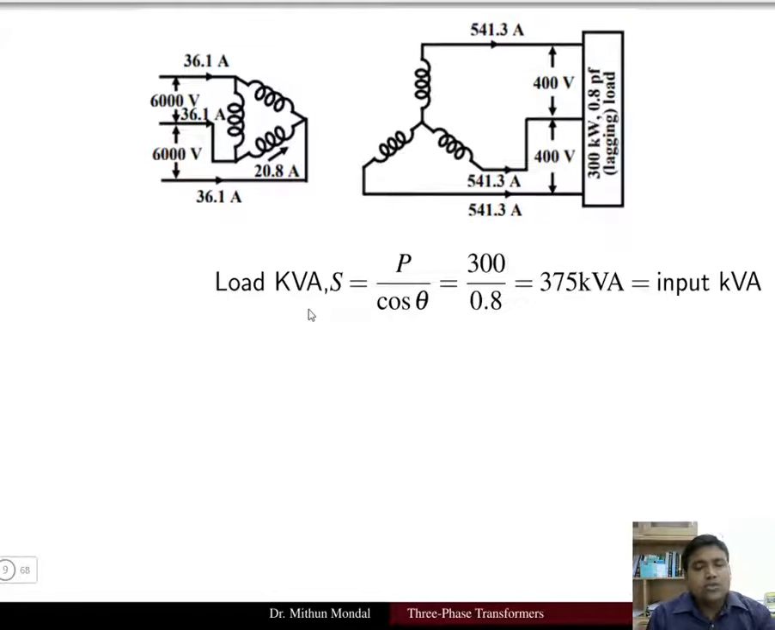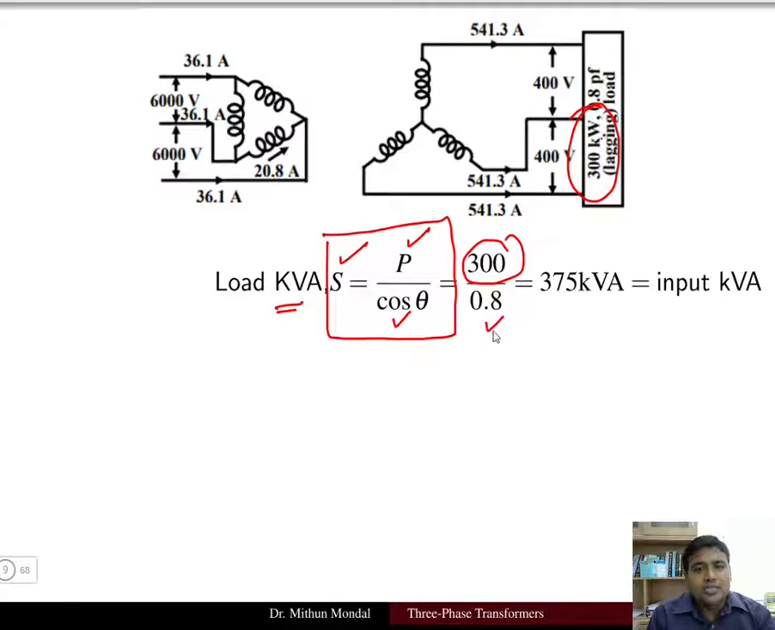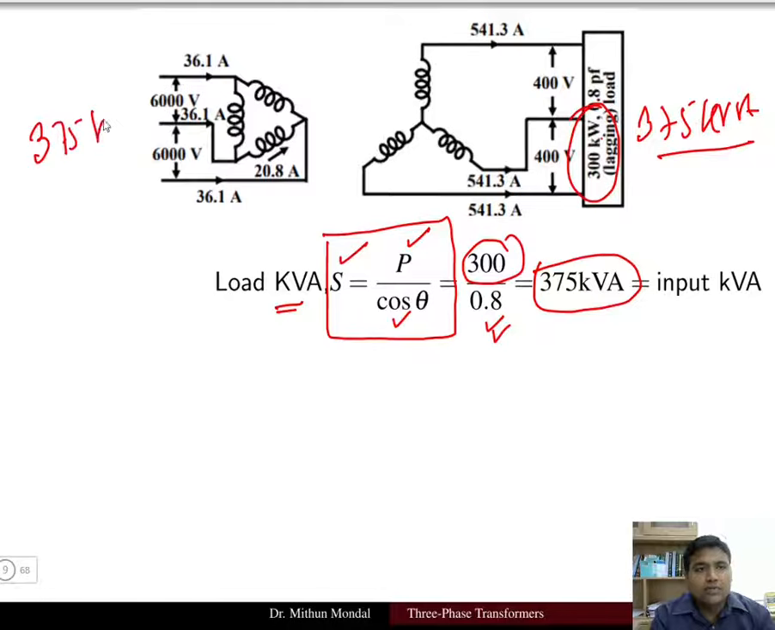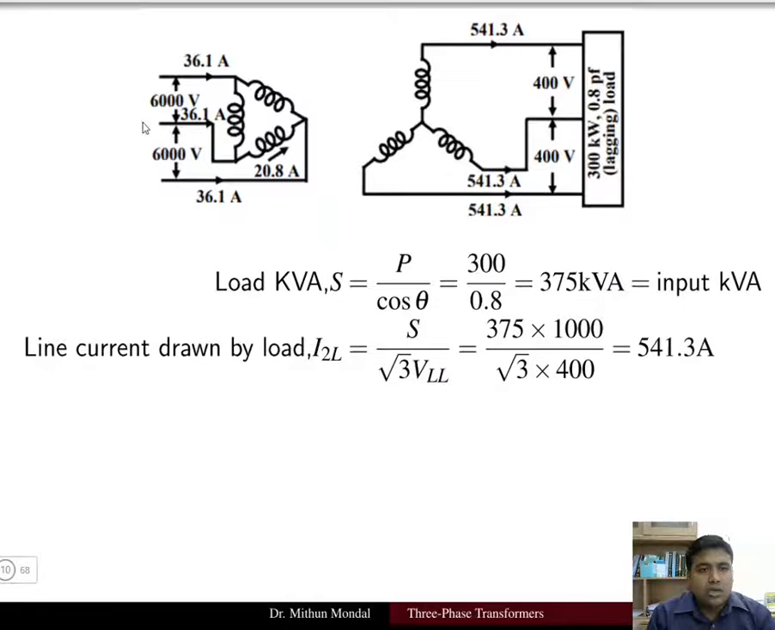Now in order to find the line current and the phase current, we will use the kVA. We know the load kVA formula: S is equal to P by cos theta, where P is the real power, S is the apparent power, and cos theta is the power factor. Here the real power is 300 kilowatt divided by 0.8 power factor, which gives 375 kVA. So the output is 375 kVA, and the input of the transformer has to be also 375 kVA.